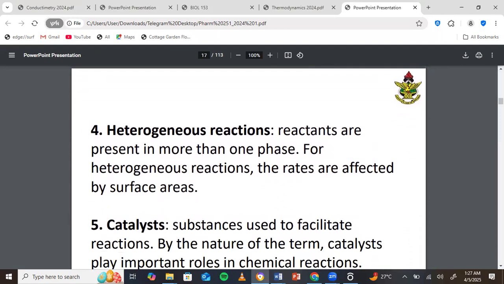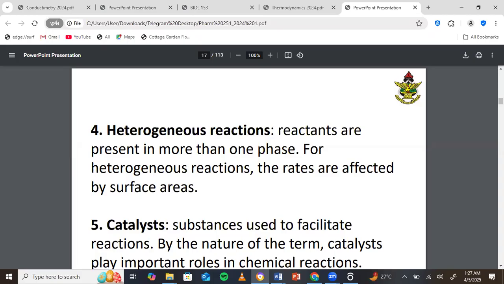We are saying that for heterogeneous reactions, reactants will be present in more than one phase, right? And for heterogeneous reactions, the rates are affected by surface area. So heterogeneous means the phase is like we have liquid, solid, and gas in a mixture, or just maybe liquid and solid, maybe solid and gas.